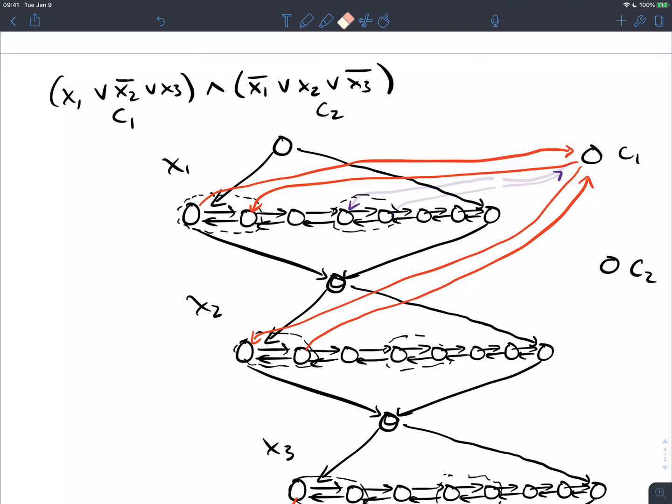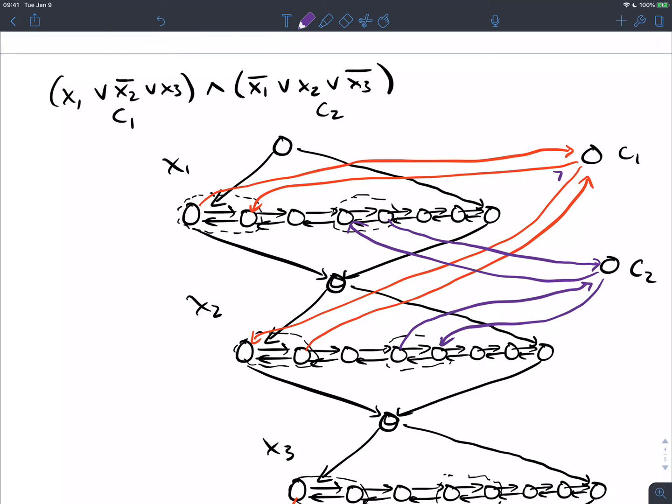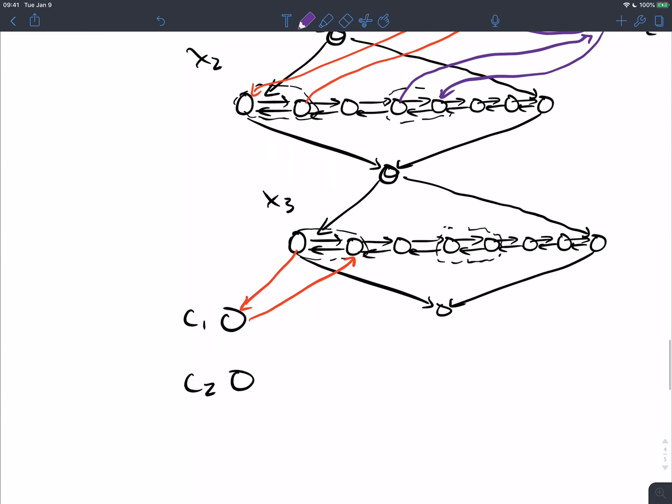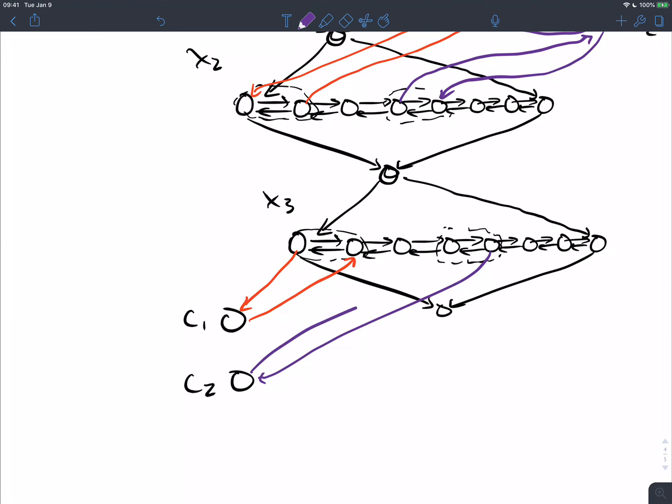Oh, you're absolutely right. Thank you. My bad. Thank you. So I was right in the sense I need to start from the right vertex and then go back. X2 in the second clause is in the positive form, so I got to start from the left vertex, go out, come back. And then X3 is in the negative form, so I got to start from the right vertex and then go back.